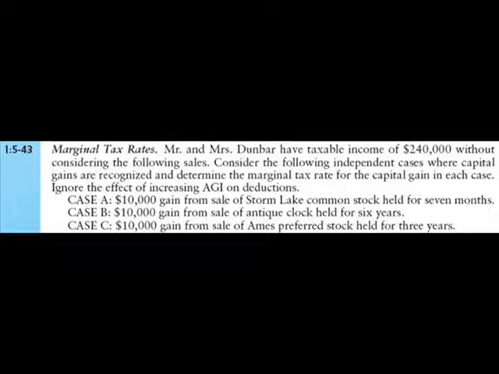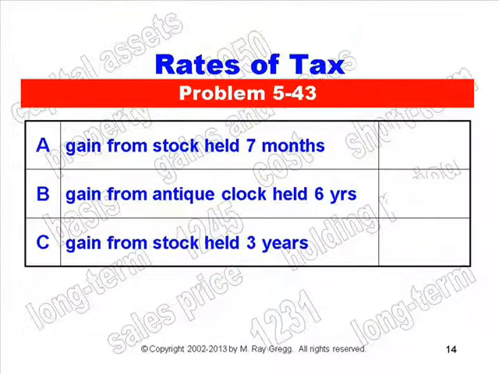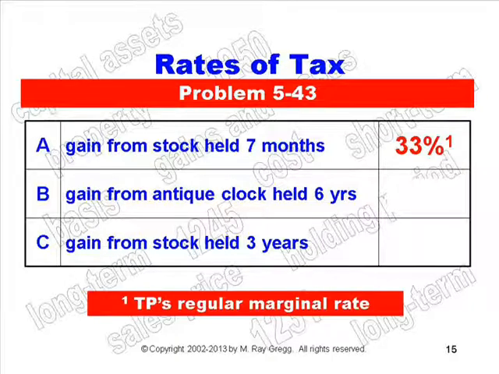Let's consider case A. What would the tax rate be on a $10,000 gain from the sale of common stock which had been held for 7 months? Now remember, your choices are 28%, 25%, 15%, or 5%. Or maybe some other answer. You choose. I really do hope you've made one of the selections. The right answer is 33%, the regular marginal tax bracket for the taxpayer, because the stock had only been held for 7 months. Let's consider case B.